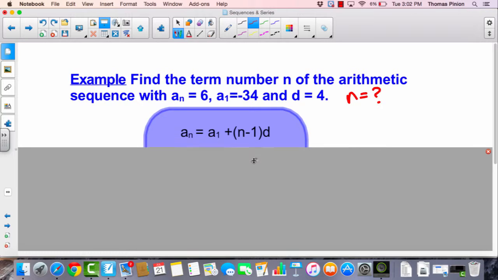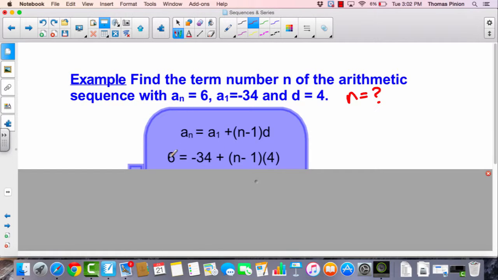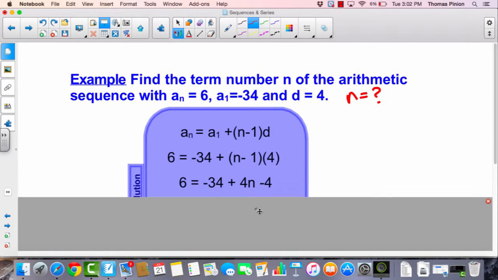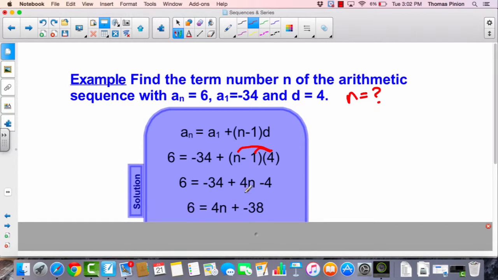Okay? Now, a sub n is 6. A sub 1 is negative 34. We don't know n. Minus 1 times d, which is 4. Now, we do have to do the distributive property. 4 times n is 4n. 4 times negative 1 is negative 4. Bring down your negative 34 plus, and your equals 6. Let's combine like terms. Again, remember, they like putting that variable term first. I love doing that. It helps out a lot when you're doing certain things in algebra. Okay, and then negative 34 minus 4 is going to be negative 38.